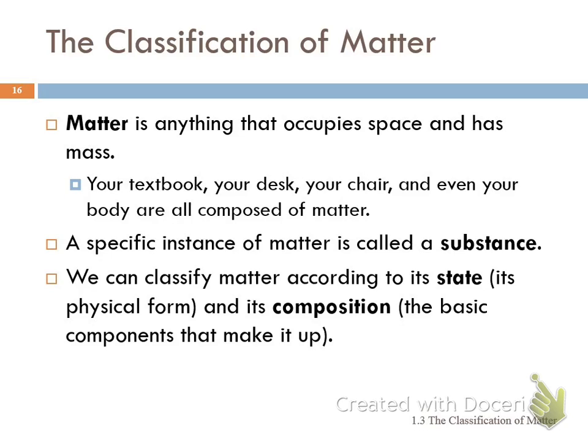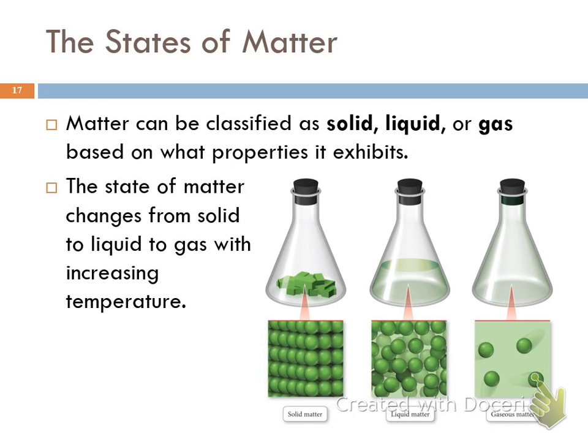So one way to classify matter is according to its state, its physical form. And another common way is by its composition. What are the basic components that make up that matter? So the states of matter. There are 3 states of matter. There's actually 4, but we're not going to talk about plasmas.